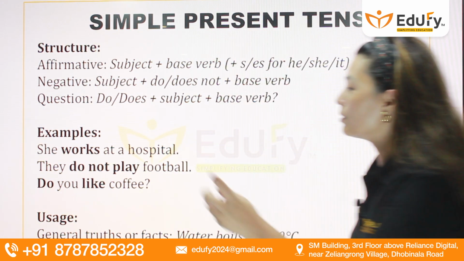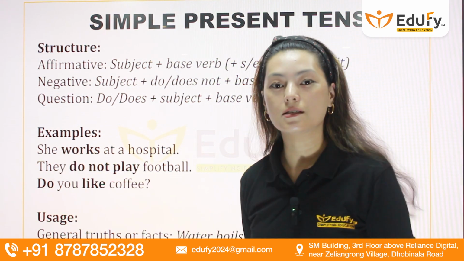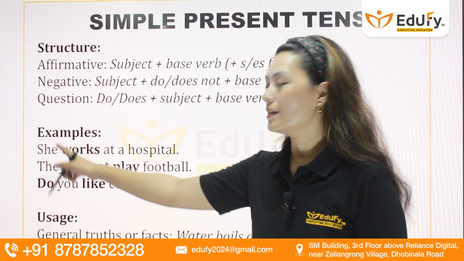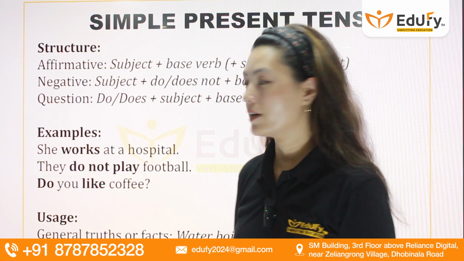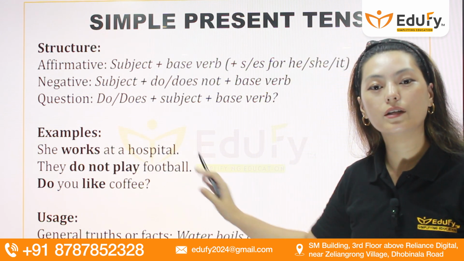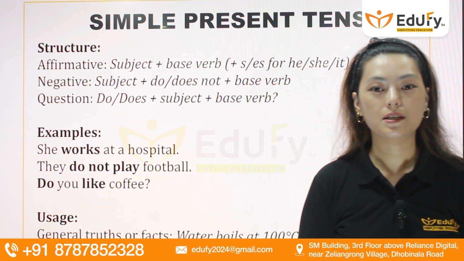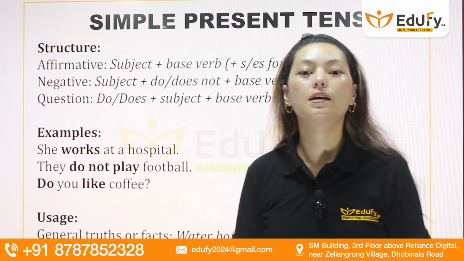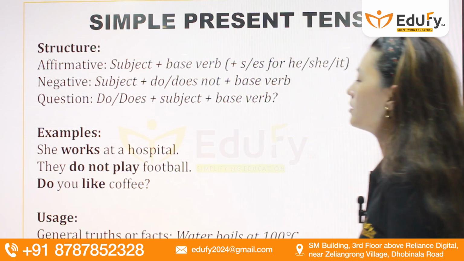If we look at the examples, we can see this one. The first sentence: she works at a hospital. She is the subject, works is a base verb, right? So base verb along with the object, what do we see? We see a simple present tense. This is an affirmative sentence, a positive statement saying that she works somewhere, right?